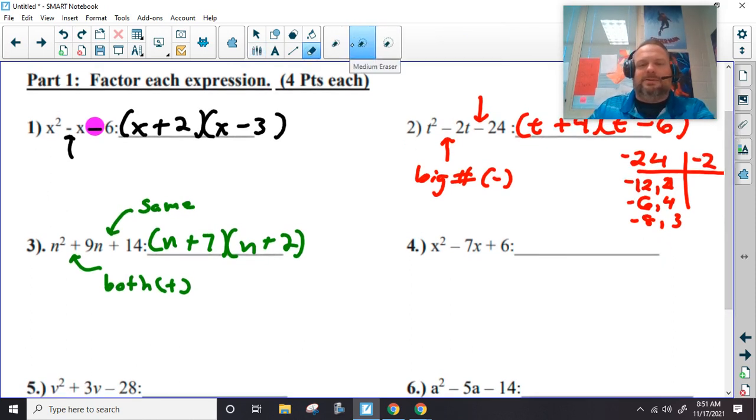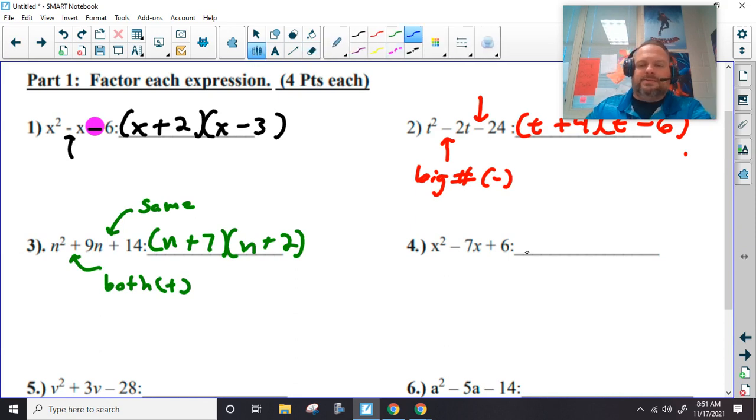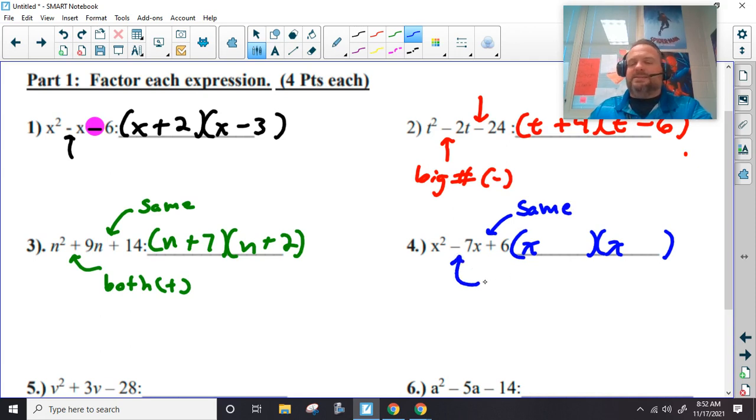Then I'm going to kind of erase this a little bit, give us some room. All right. So, x and x. This plus in front of the 6 tells us our signs are the same. This tells us that they're both what? Both negative. Because a negative times a negative is a positive. When you add two negatives, you get a negative.